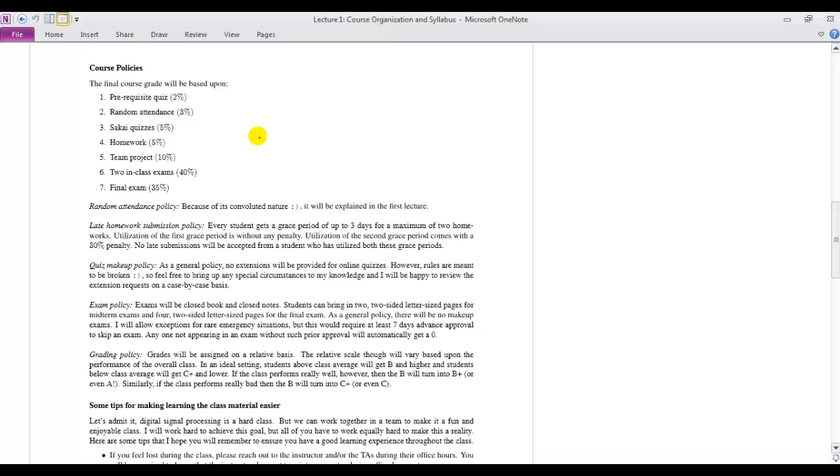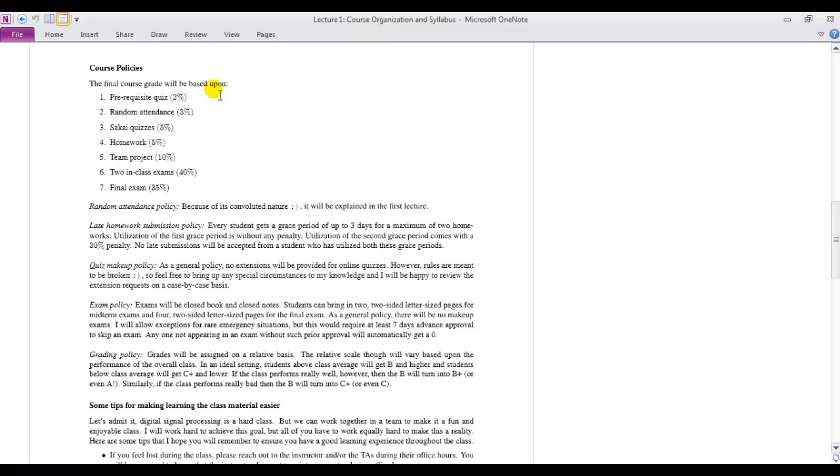Now, some of the more important details, the breakdown of the course. There's 2% for the prerequisite quiz, which we'll be having in about 2 weeks' time. I'll formally announce the time. It's just going to test you on the knowledge that you gained in ECE 345. As I said, even though I'll be putting these lectures on YouTube, that's not a license to not attend the class. And to ensure that, I'll be taking some random attendance in the class.